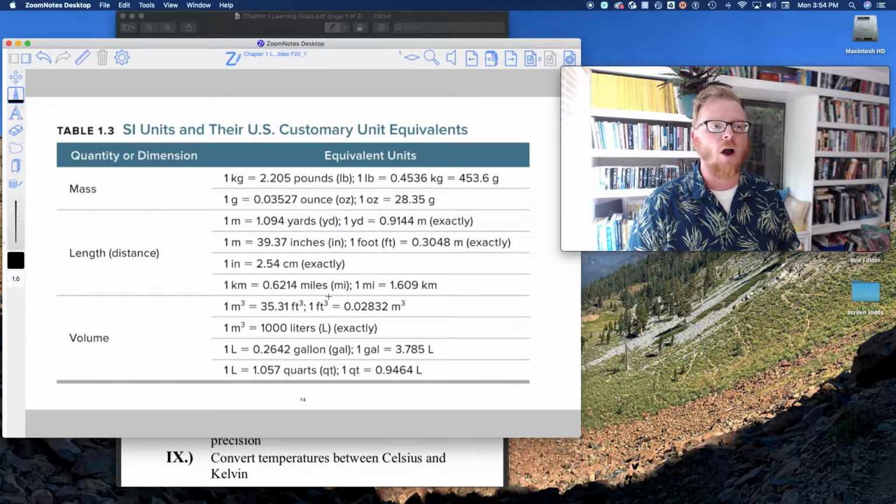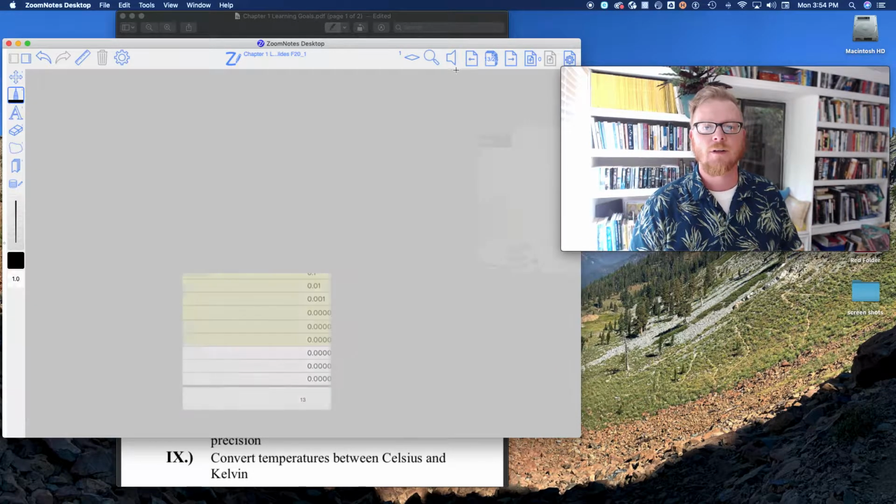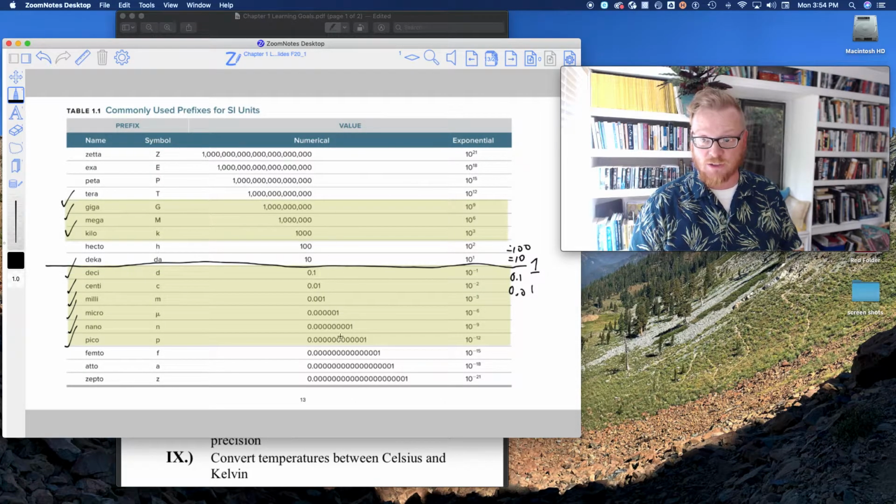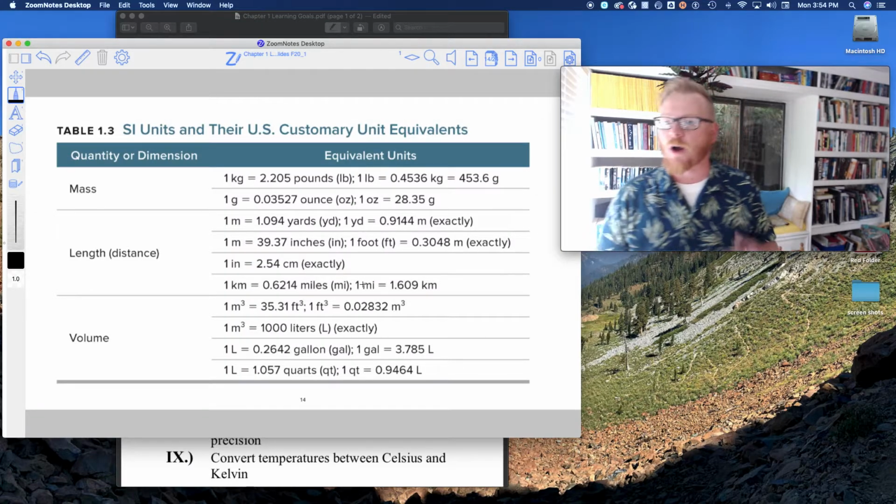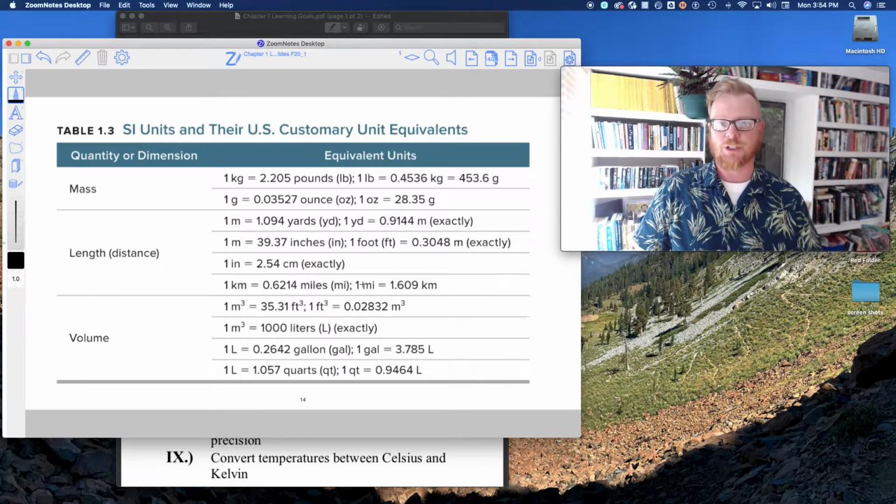Here are SI units, and then of course their US customary unit equivalents. I don't expect you to have any of this memorized. You don't have to memorize any of this stuff. These highlighted things you do need to commit to memory. These you don't. I'll always give you conversions.